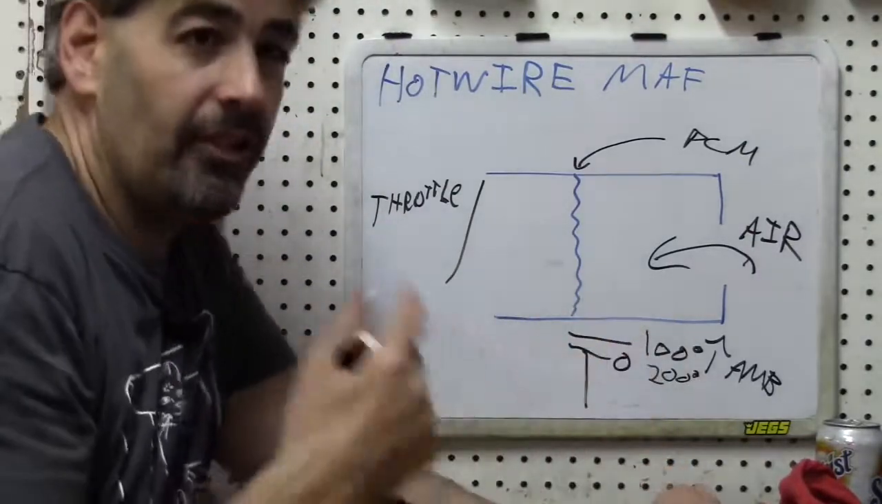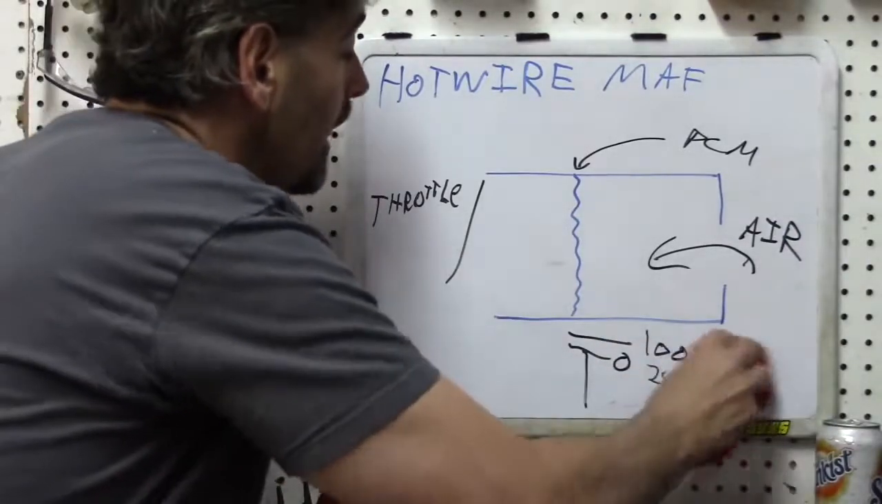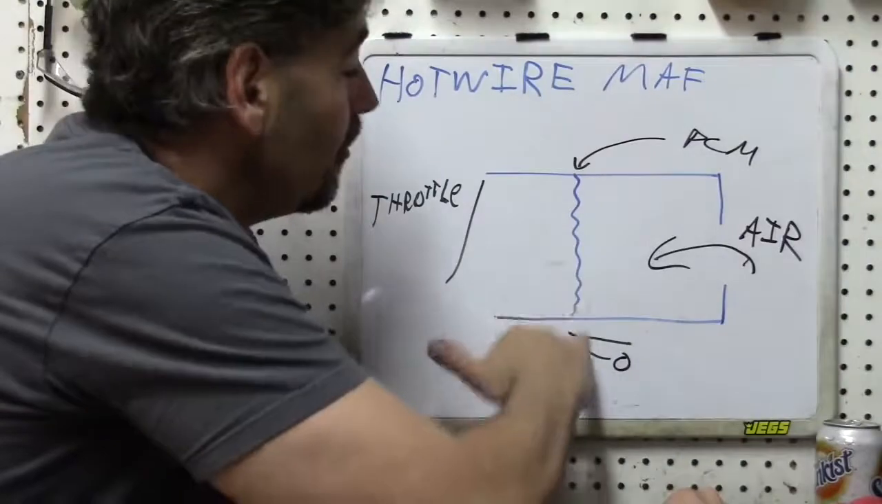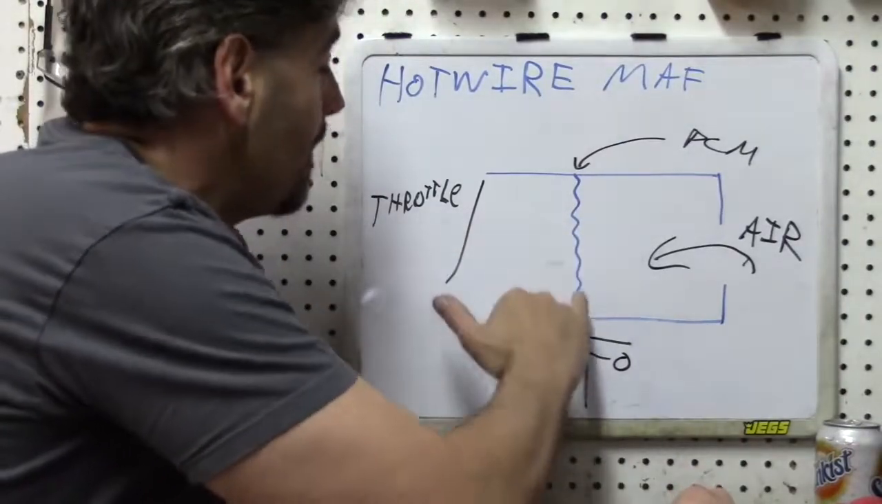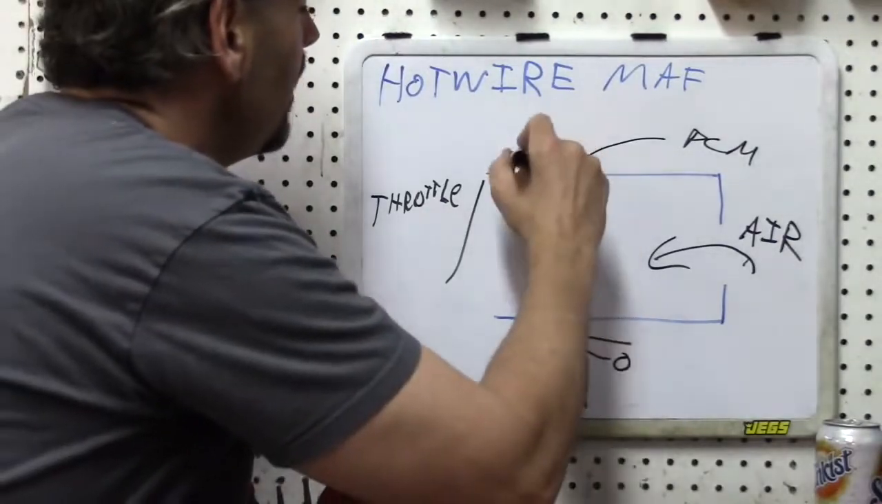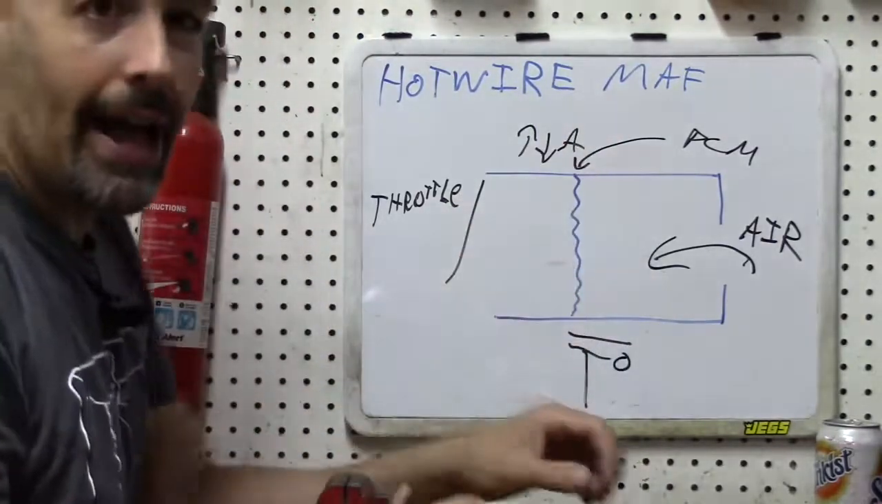Whatever the case is, it really doesn't matter. That part's not important. What is important is that the computer is going to maintain a constant temperature above ambient, whatever that is, and it's going to do it by either increasing or decreasing the current through that wire.